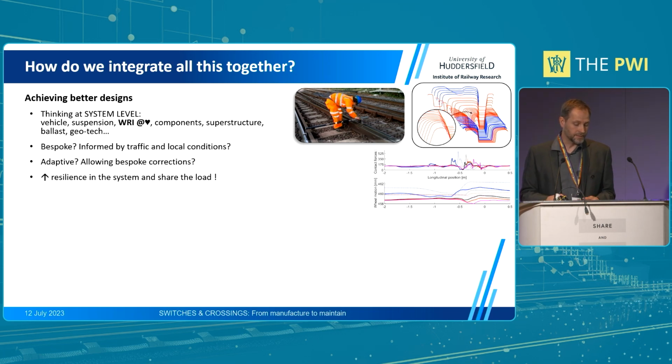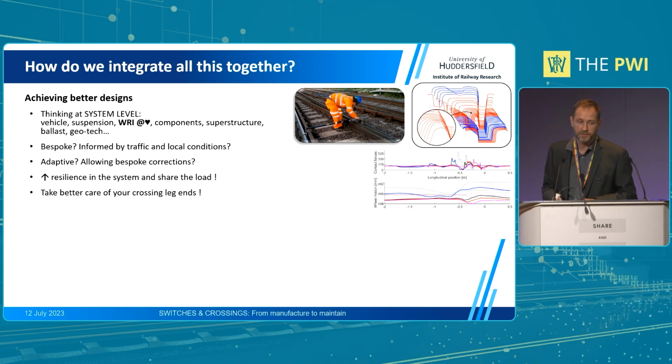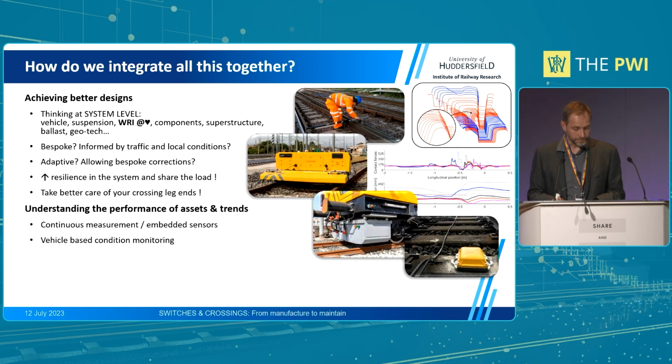Adding resilience in the system is very important. So we can't avoid the impact load in a crossing specifically. So you really need to mitigate for that and spread it. So the superstructure needs to be designed in a way that it adds some resilience. It allows the spreading of the load, not just to one bearer, but across a number of bearers. The leg ends are still an issue, and that's not something that has been looked at in too much detail, but there are failures there that we need to look at.